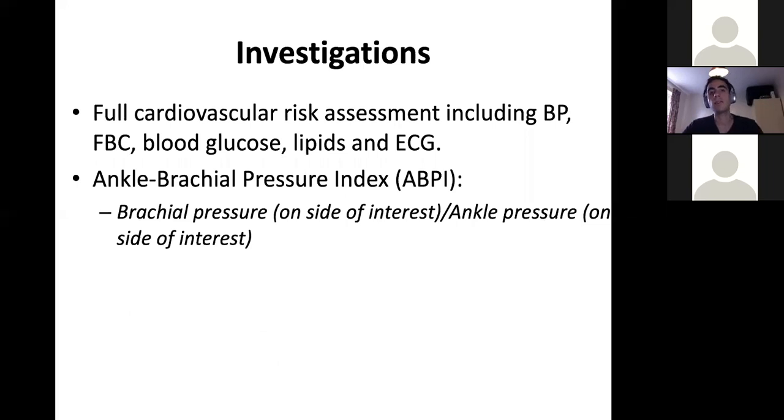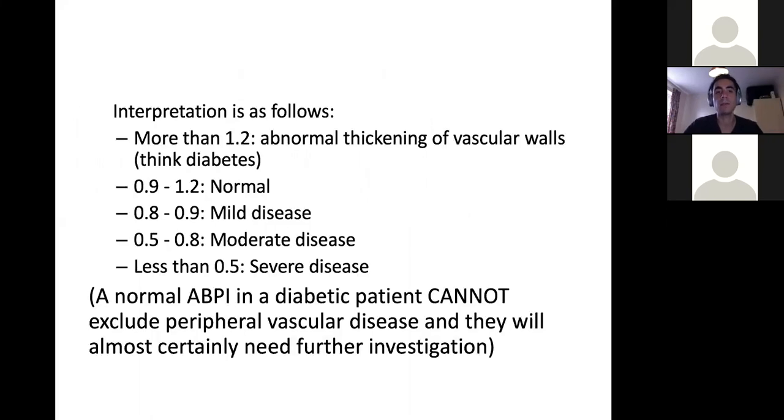The investigations essentially are trying to identify the risk factors that I mentioned in the first slide. So looking at glucose levels, the levels of lipids, ECG, and the assessment of whether there is chronic ischemia or not, and that's done via the ankle brachial pressure index. I think you just need to know the equation, essentially the brachial pressure over the ankle pressure. And for the classification, around 1 is normal, over 1.2 is abnormal, which tends to happen in diabetes, over 0.8 tends to be mild disease, 0.5 to 0.8 is moderate, and less than 0.5 is severe.